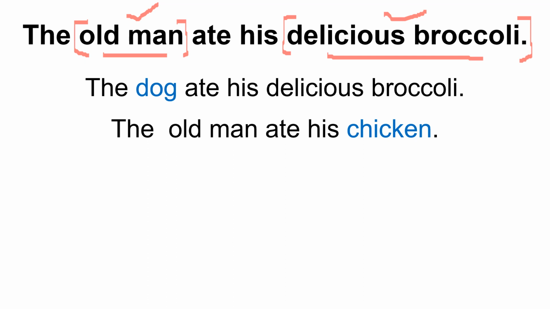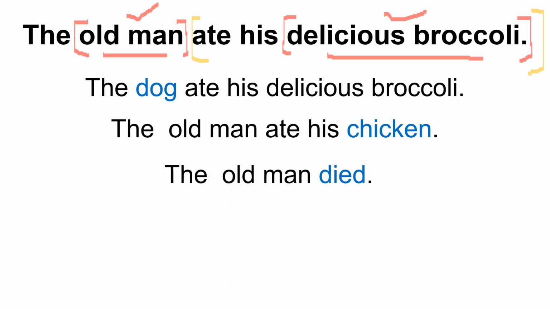Well, we can check ate his delicious broccoli. We know that ate his delicious broccoli is a verb phrase. Therefore, if it is a constituent, we can replace it with one verb, died. So because we can replace the whole thing with died, that means ate his delicious broccoli is a constituent.